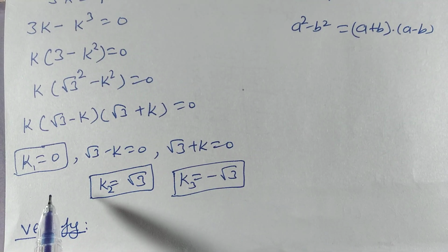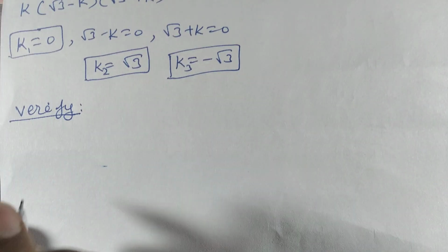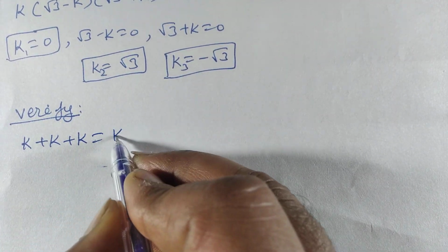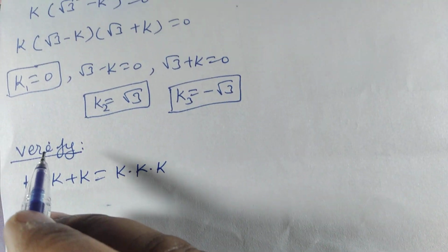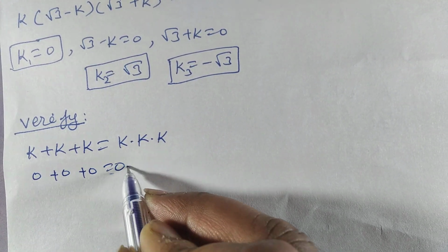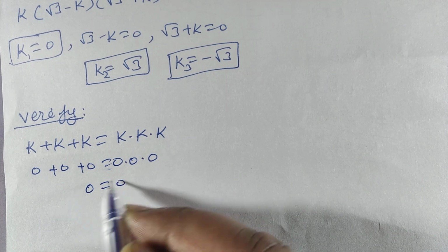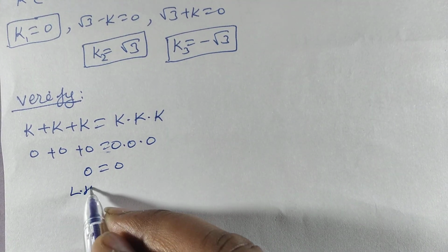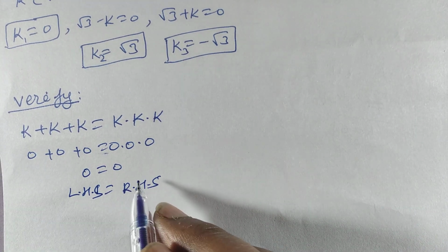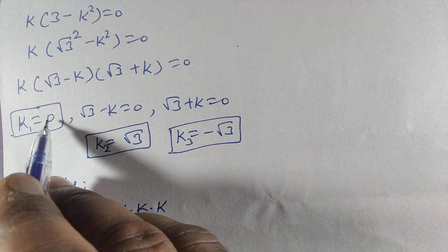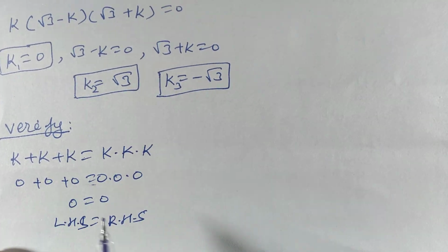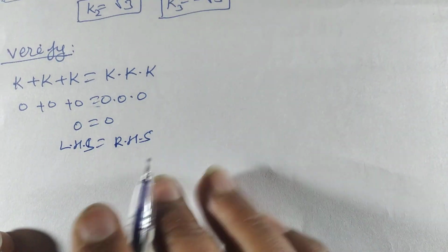Putting the value of k1 in the main equation k plus k plus k is equal to k into k into k: 0 plus 0 plus 0 is equal to 0 into 0 into 0, so 0 is equal to 0. LHS is equal to RHS. Left and right sides are equal, so k1 is equal to 0 is the correct answer.